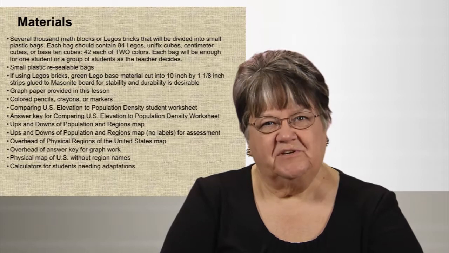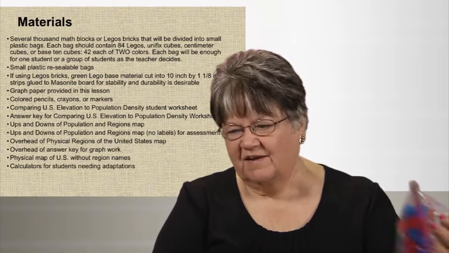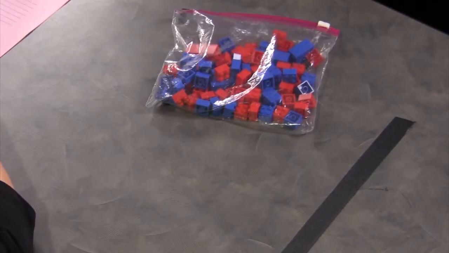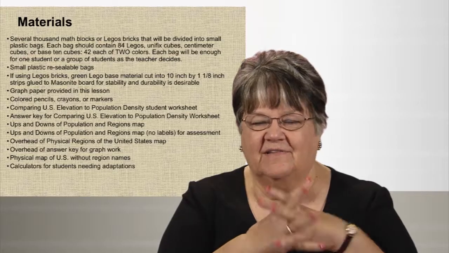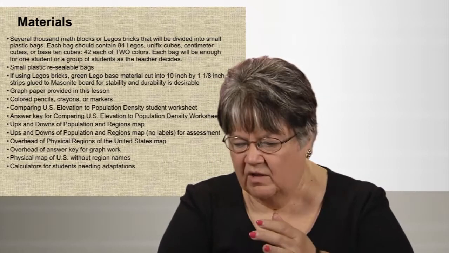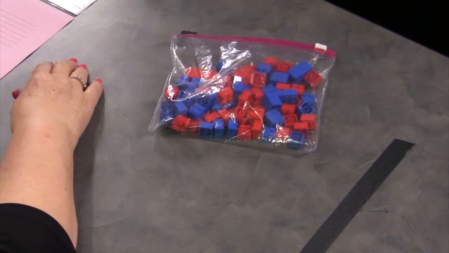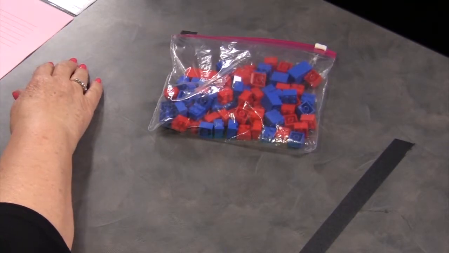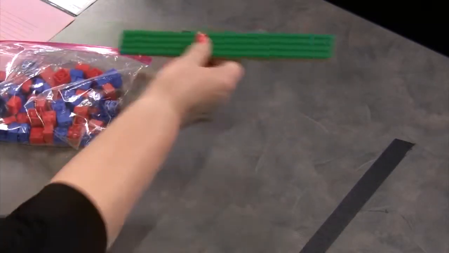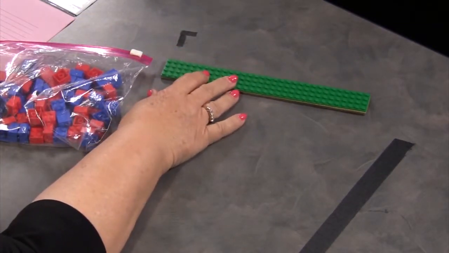All right, for materials. You need several thousand Legos, and you need to divide them into baggies. You need 84 Legos in total, but you need 42 of 2 colors. So in my baggie, I have red and blue Legos. You also will need a base to build your graph on.